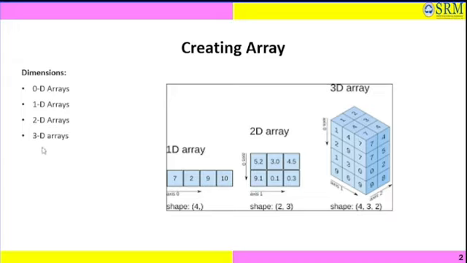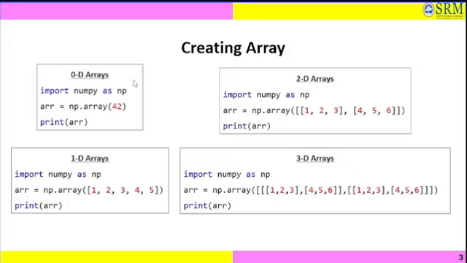Creating array. We can create 0D arrays, 1D arrays, 2D arrays or 3D arrays. This is example for 0D arrays, that is zero dimensional arrays. Import numpy as np. Using this np, we can create an array. np.array is a function. We need to pass the element. So there is no dimension here. The 42 will be printed as output for this zero dimensional array.